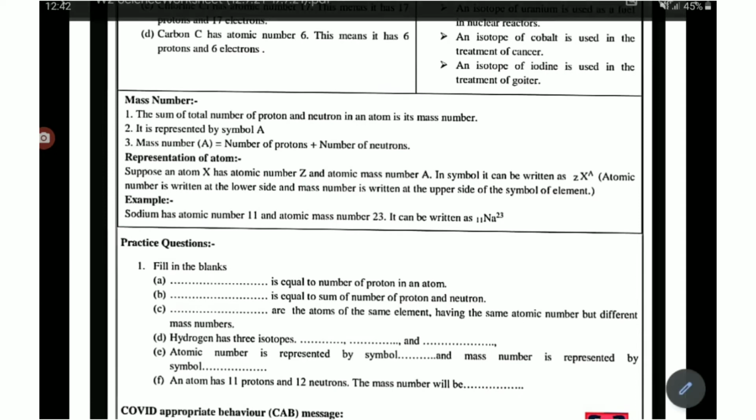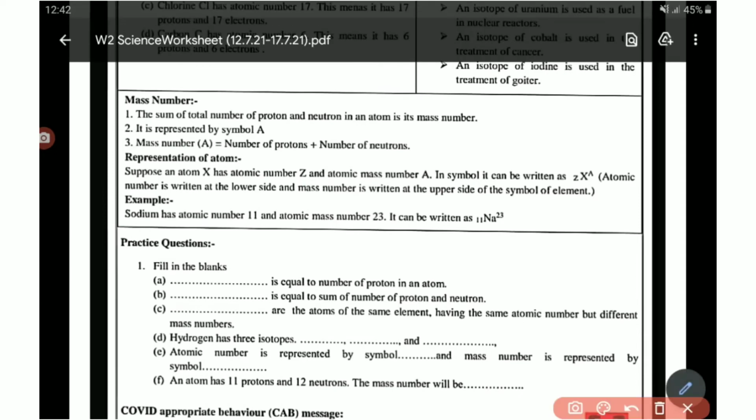The first question says dash is equal to the number of protons in an atom. So what is equal to the number of protons? Atomic number is equal to the number of protons, or electrons is equal to the number of protons in an atom. Dash is equal to the sum of number of protons and neutrons. So the sum is called mass number. Dash are the atoms of same element having same atomic number but different mass number. So the answer is isotopes.